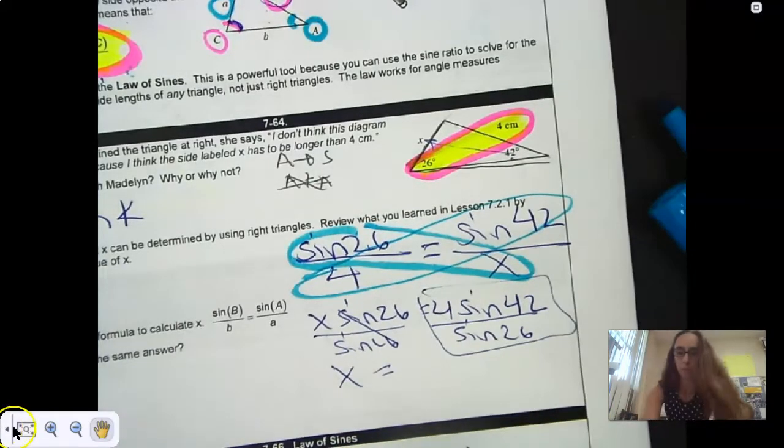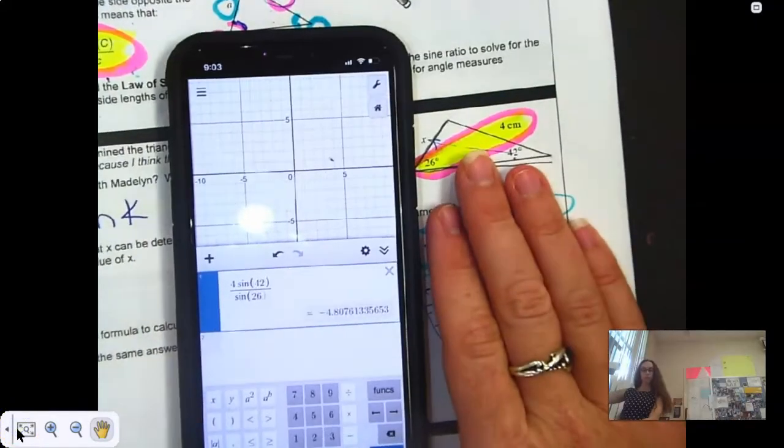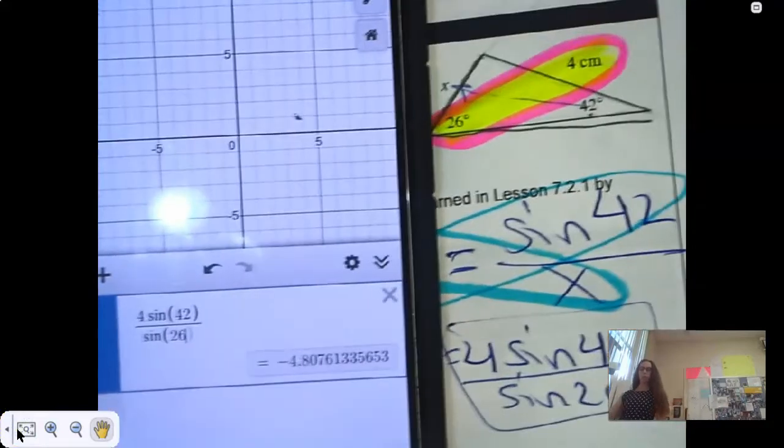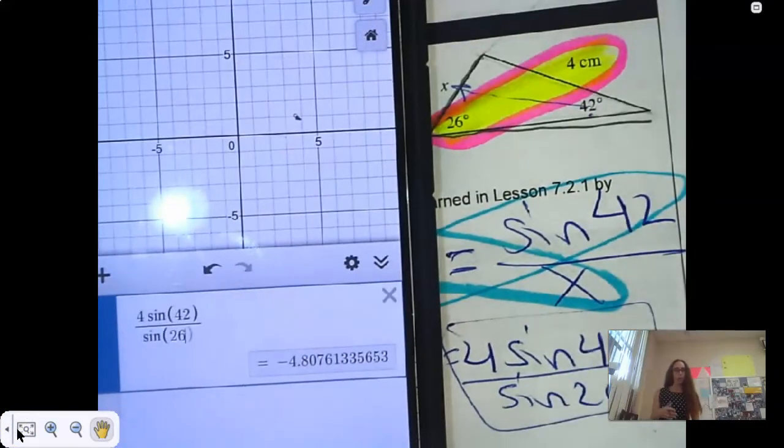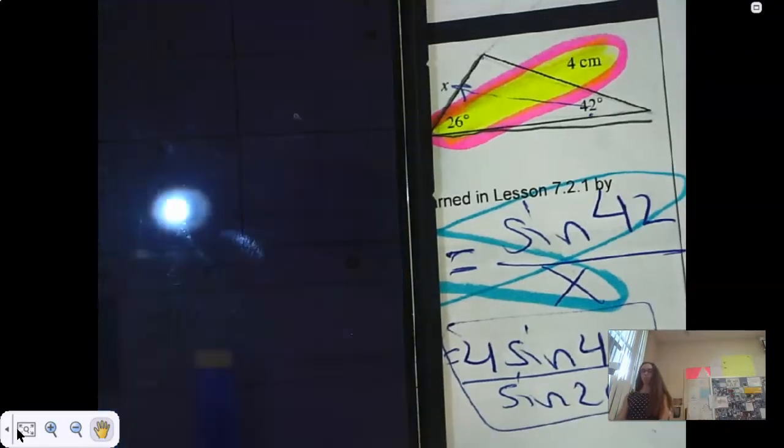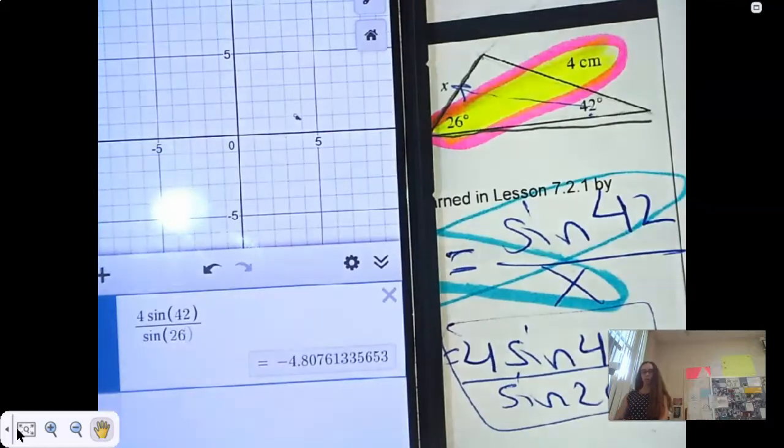Give me a sec. So a couple things about Desmos. First thing is, if you just watch me input this and you don't practice doing it, during the quiz you're going to cry. So practice in Desmos, making sure you can make it look exactly like mine. So I inputted this into the calculator and I got negative 4.8. Anybody know what the issue is?